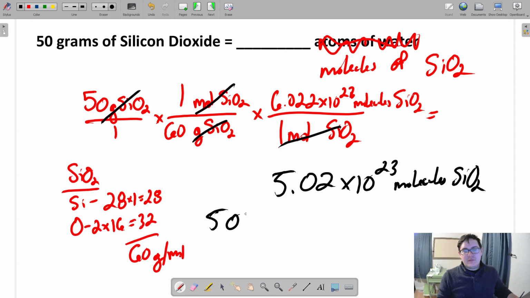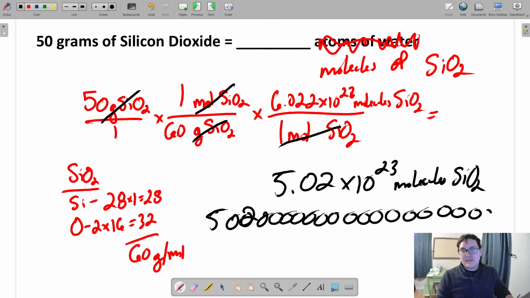I mean, that's like what? That's 5.02 times 10 to the 23rd. That's how many molecules of sand you pick up in a handful of sand. If that's not interesting, I don't know what will be.